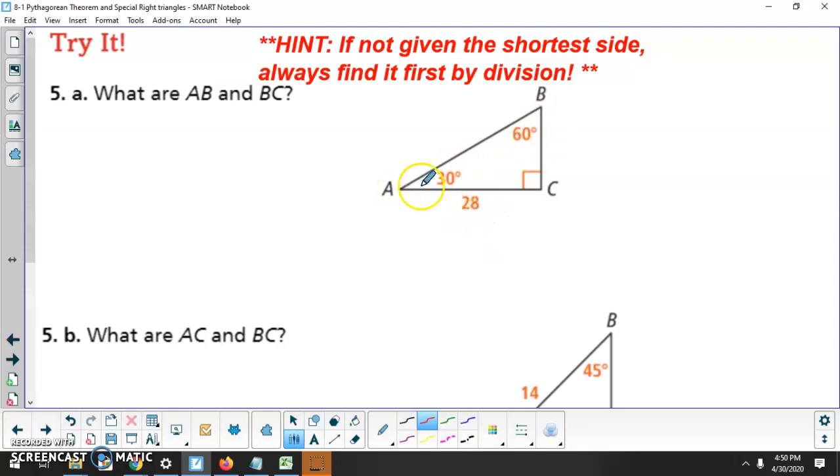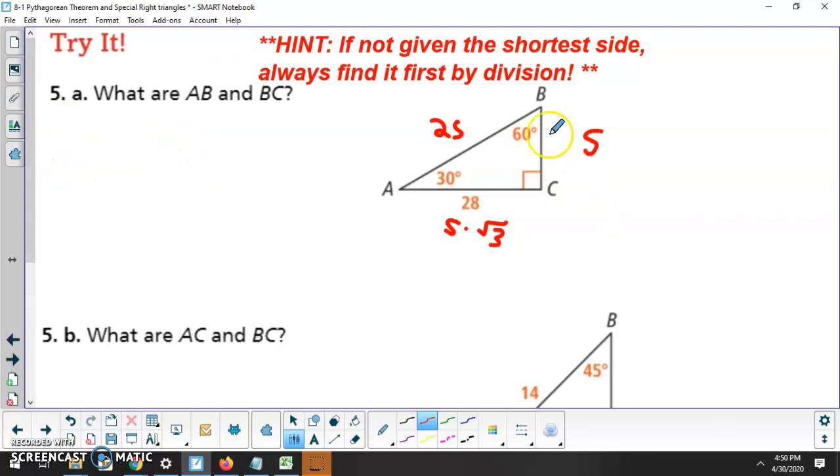Remember, this is a 30, 60, 90 triangle, okay? The relationship between the three sides is: opposite the 30-degree angle is S, the shortest side. Opposite the 60-degree angle is the middle length side, and that is S times the square root of 3. And opposite the right angle is the hypotenuse, and that is 2S. If you're not given the shortest side, you always want to find it first by division.